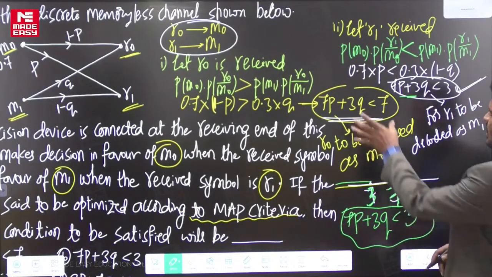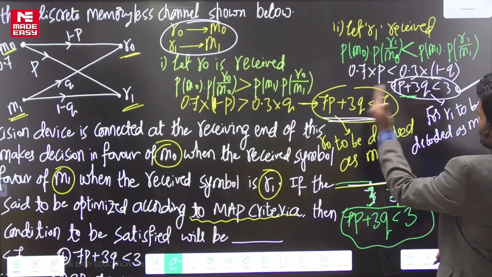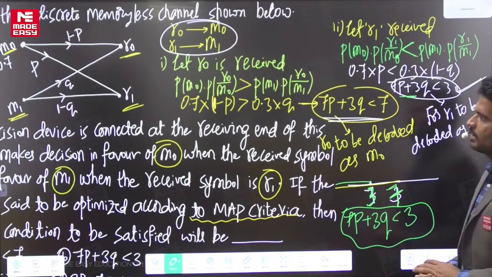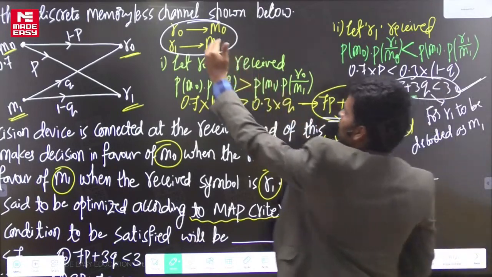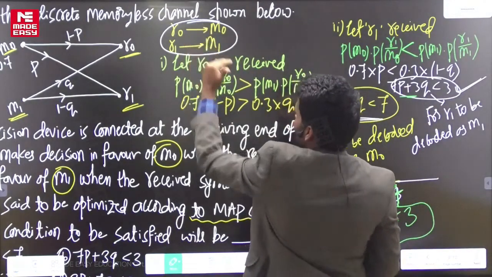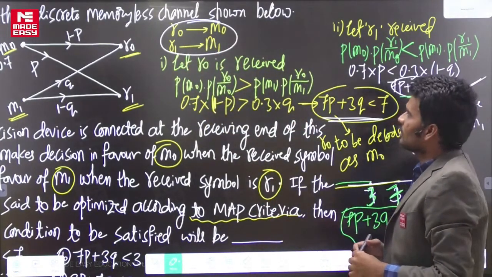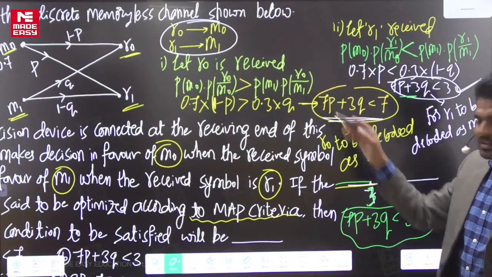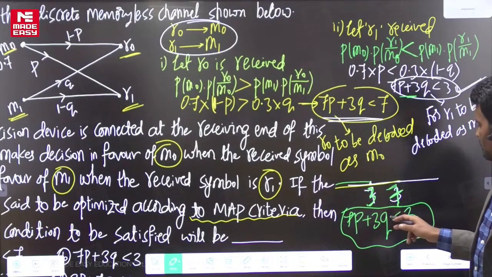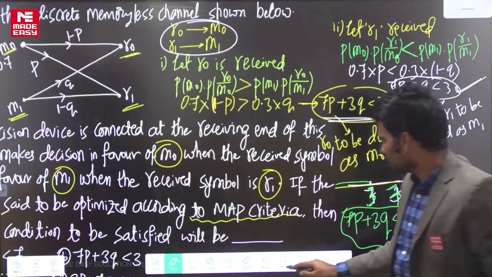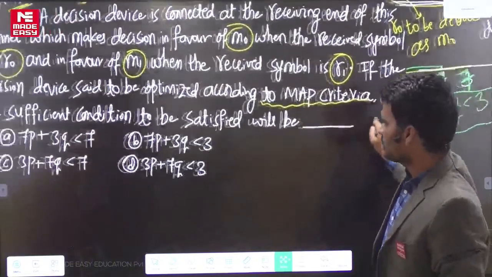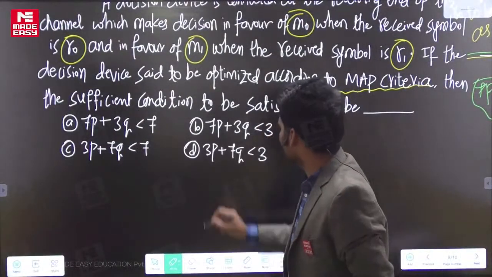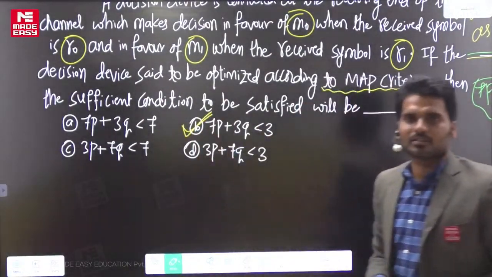Okay. So what is common to both here should be less than 7 and less than 3. What is common to both is less than 3. So for this decoding to be done like this, the condition to be satisfied to satisfy both results is 7P plus 3Q should be less than 3. So here, option B will be correct.